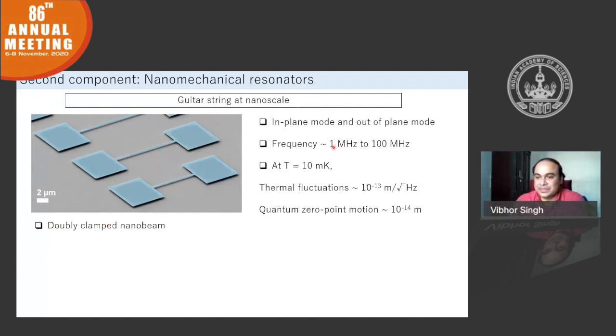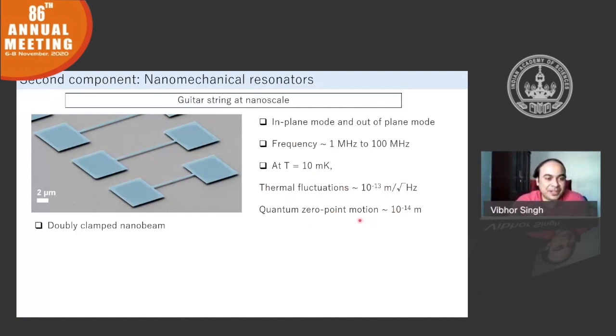Because their frequencies are not in gigahertz, even if you cool down these resonators to very low temperature like 10 millikelvin, there is still some thermal fluctuation left. Typical thermal fluctuations in these structures at 10 millikelvin are of order 10 to the power minus 13 meter per square root hertz, which is an order of magnitude larger than the quantum zero-point motion.